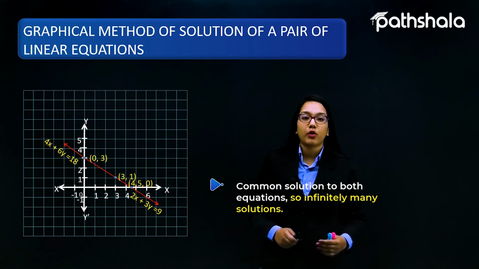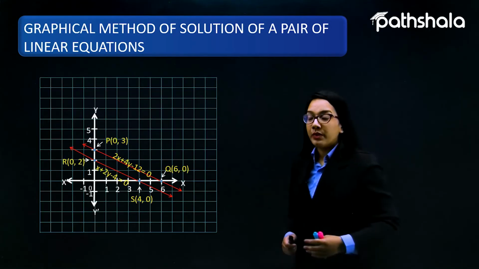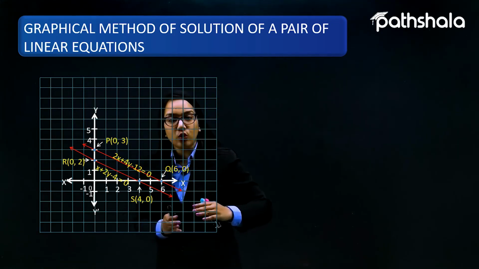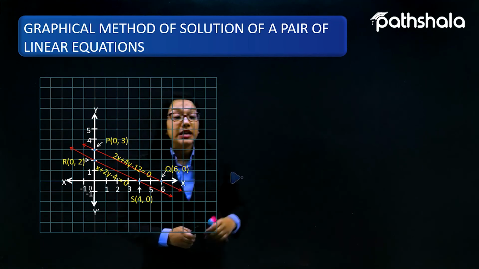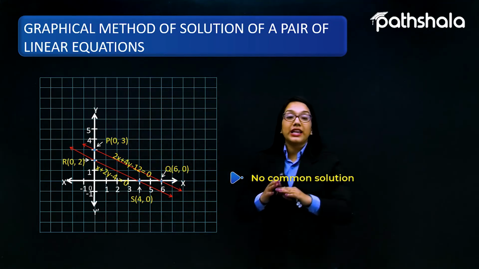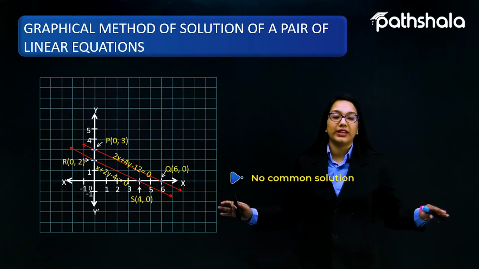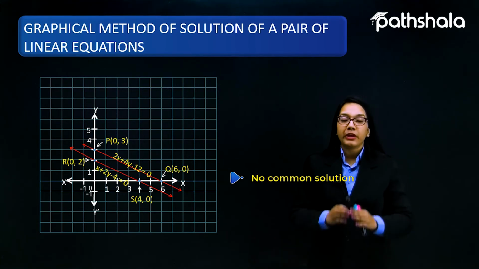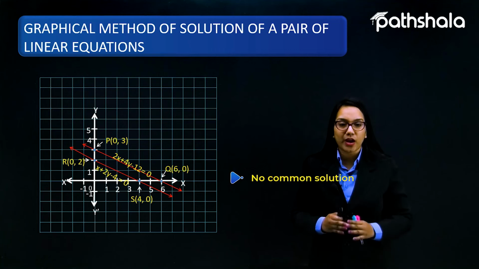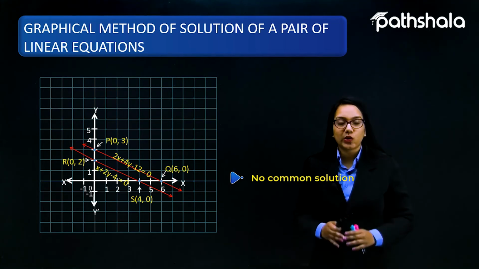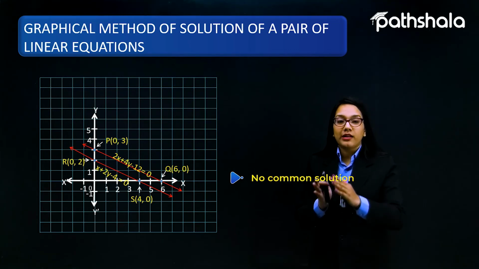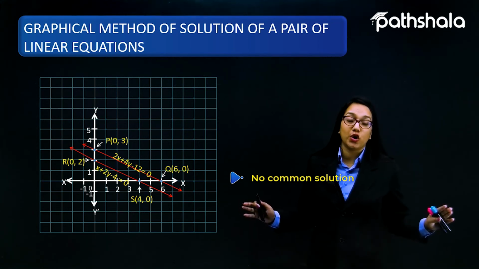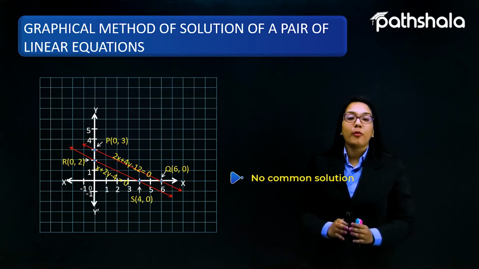Now let's talk about another type of graph that we have done. This is the type we are already aware of: when two lines come out to be parallel to each other, we can say that they have no common solution. Always remember, whenever the graph of a pair of linear equations represents two parallel straight lines, it means that they do not have any common solution.